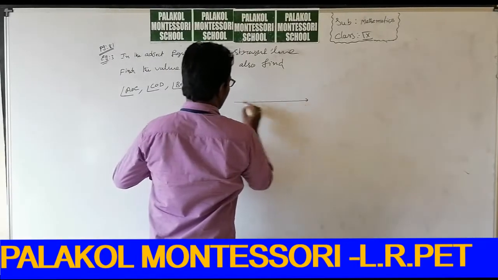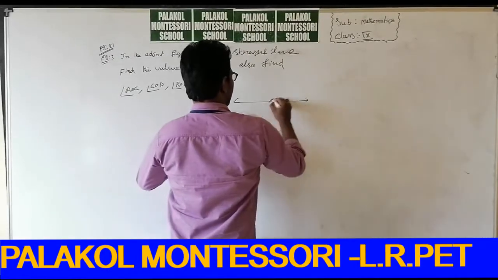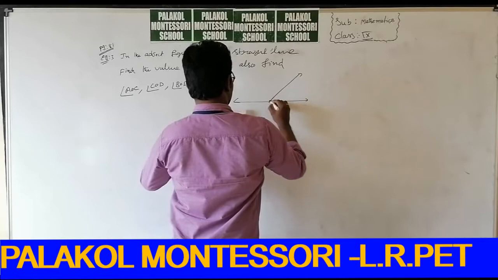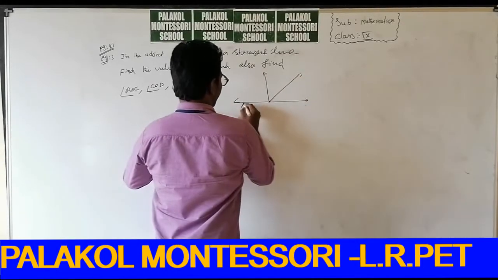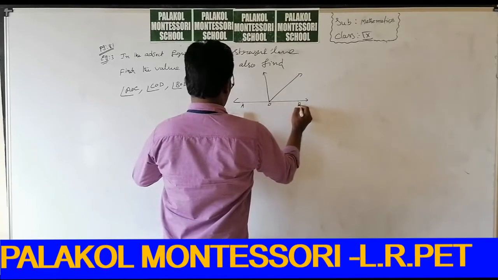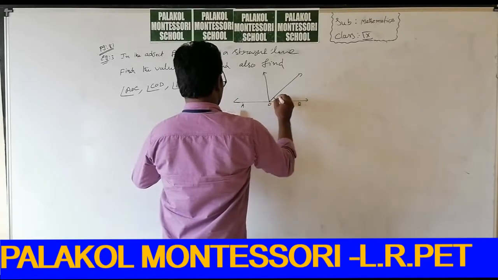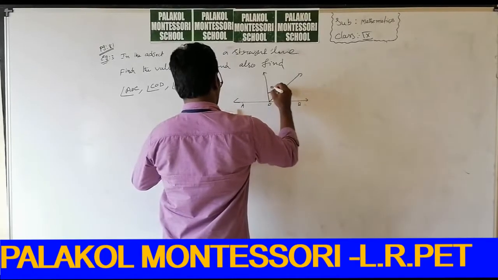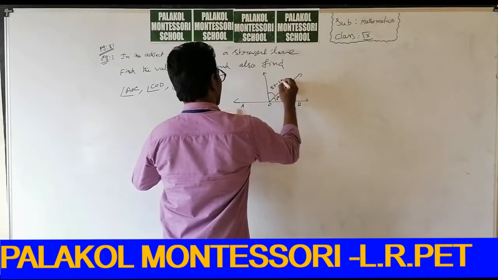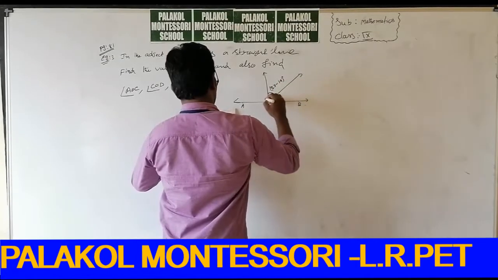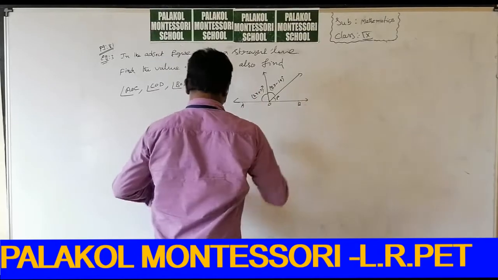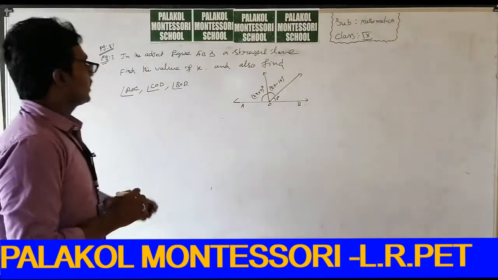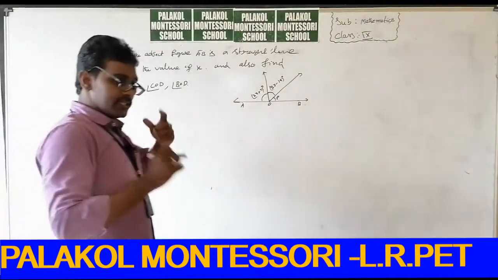I will draw the diagram. Already this diagram is given in your textbook. So these angles: angle AOB is equal to x degrees, this angle is equal to 2x minus 19 degrees, and this angle is equal to 3x plus 7 degrees. Okay, guys, see, a very easy question.